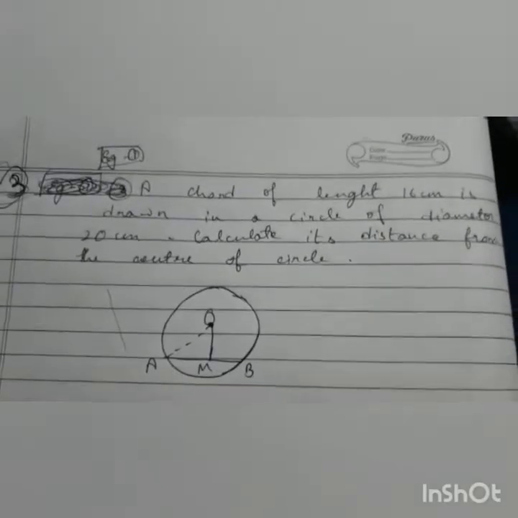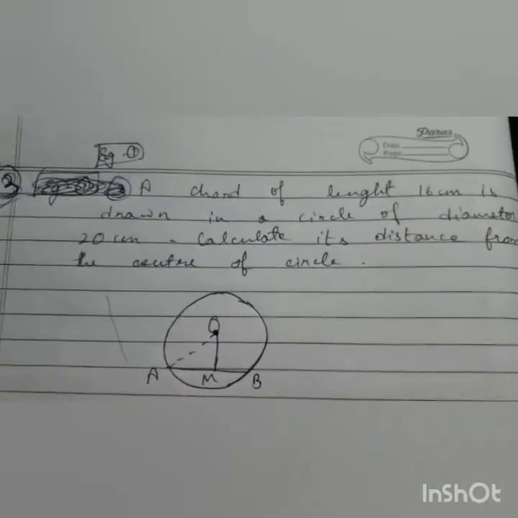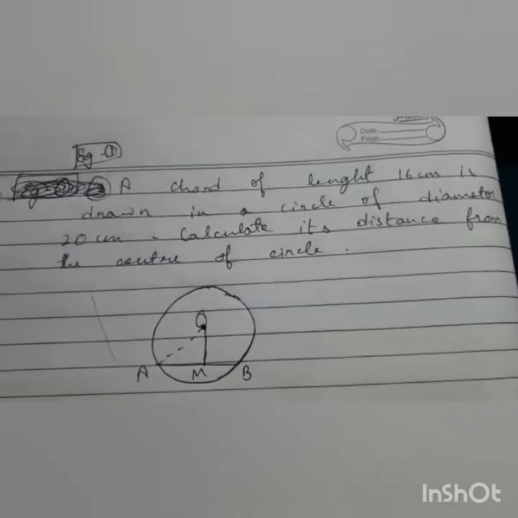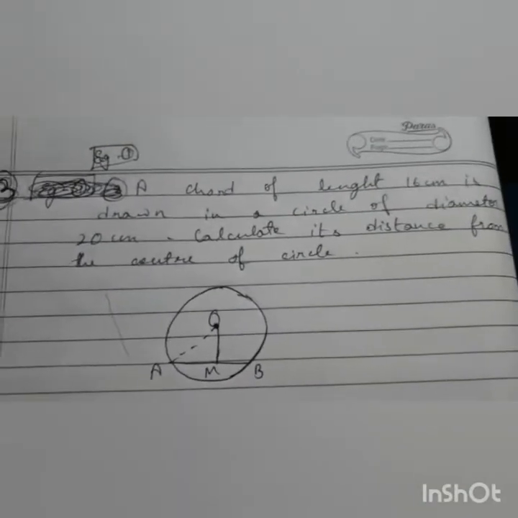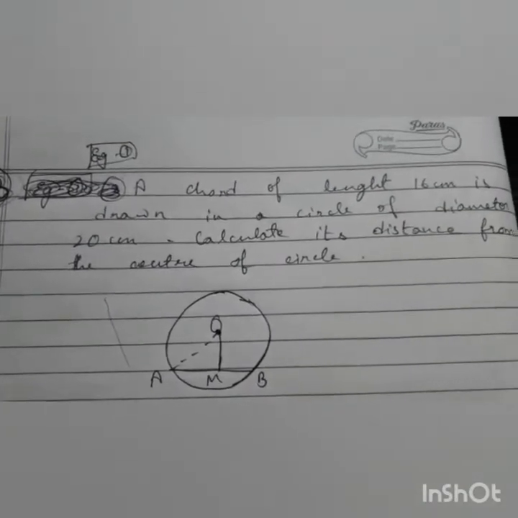I'm Yashas Dwivedi of class 9th and I'm going to explain to you some questions of the chapter Circles. This is the first one. This question says a chord of length 16 cm is drawn in a circle of diameter 20 cm. Calculate its distance from the center of the circle.